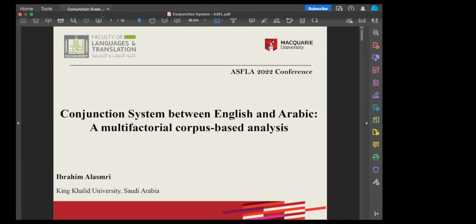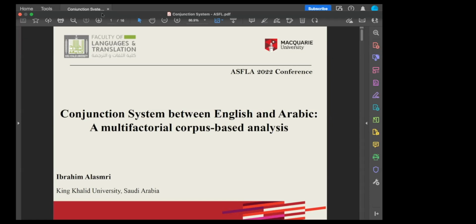My topic is about the conjunction system between English and Arabic, and this kind of comparison is multifactorial, where some factors like the factor of language, the factor of translation, the factor of register and time span are investigated.